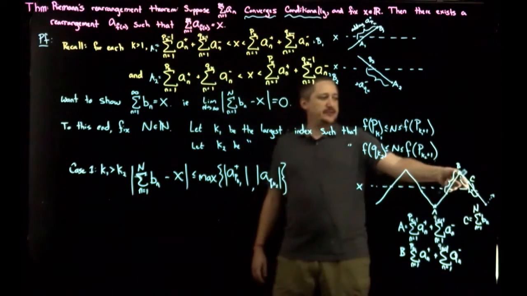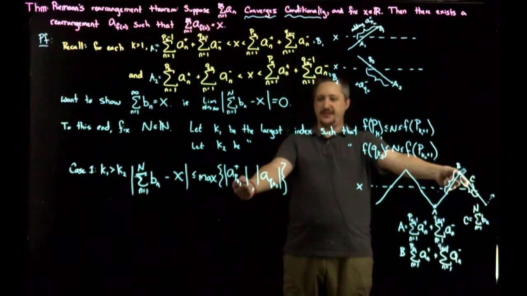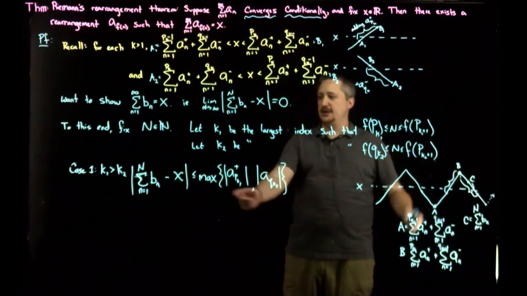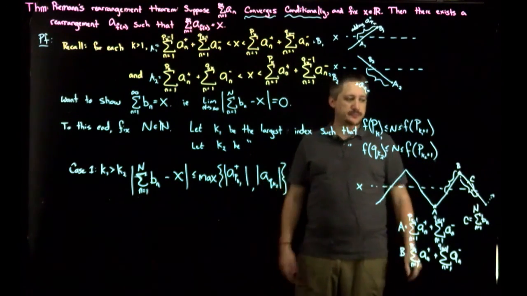All right, so either it's up here or down there. If it's up here, it's less than that number. If it's down there, it's less than that number. So it's definitely less than the max of those two.